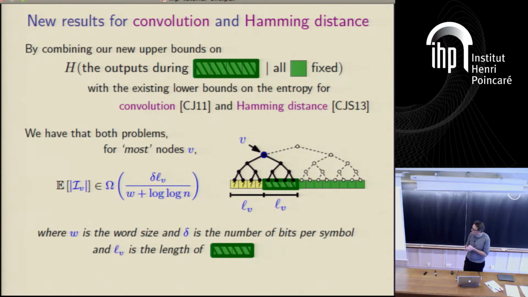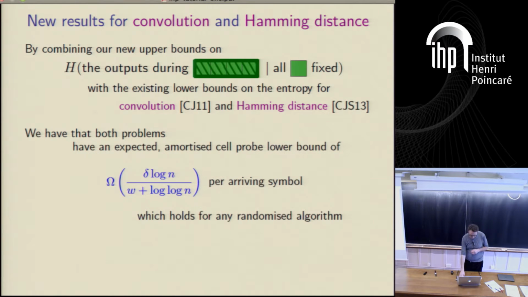And maybe we can do something useful with that. We plug it all in, and we get that the expected amortized cell probe lower bound is now going to be delta log n over W plus log n, which holds for any randomized algorithm.